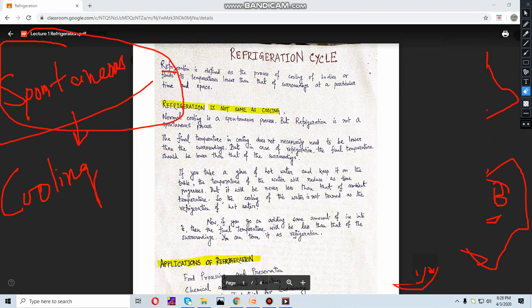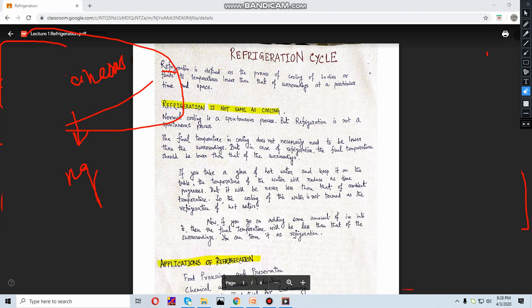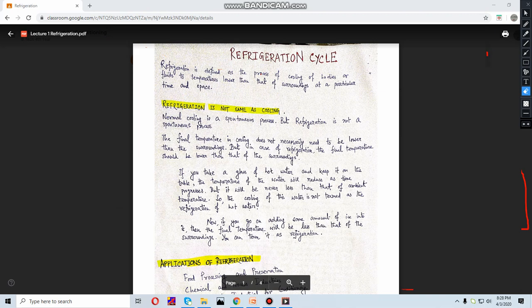As you know, we have already provided you the class notes. You will find the example of keeping a hot glass of water and cooling it. If the temperature after cooling is less than the surroundings, then actually if you keep it alone without applying some external force, it will never go below the surroundings. So it is nothing but a cooling process. But if you drop some ice into it, you will see that there is a refrigeration effect. So these are the two basic differences which we have to understand.